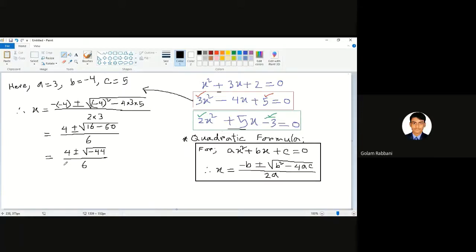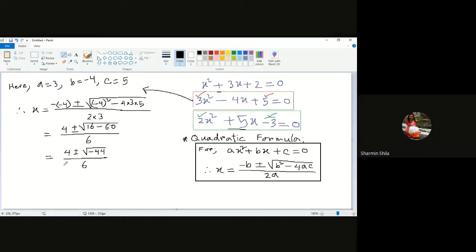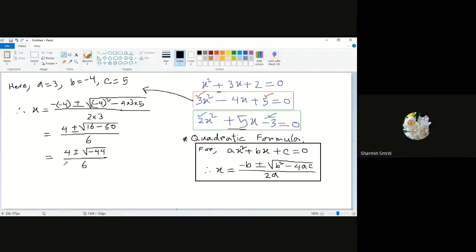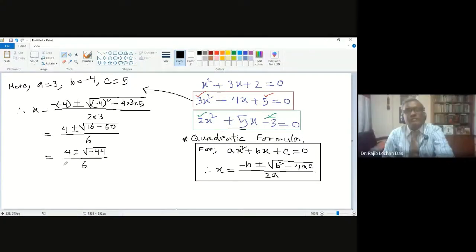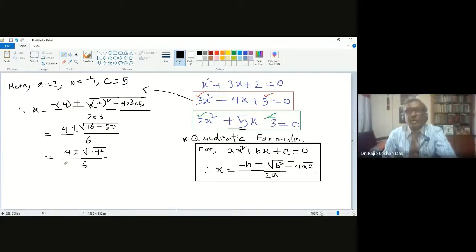Sir, 6.633. Oh, you can find out 6.633. Everyone can find this. Yes, sir. How is it possible? How do you find this? No, sir, I have no idea. How can you find this? I cannot really find it out.